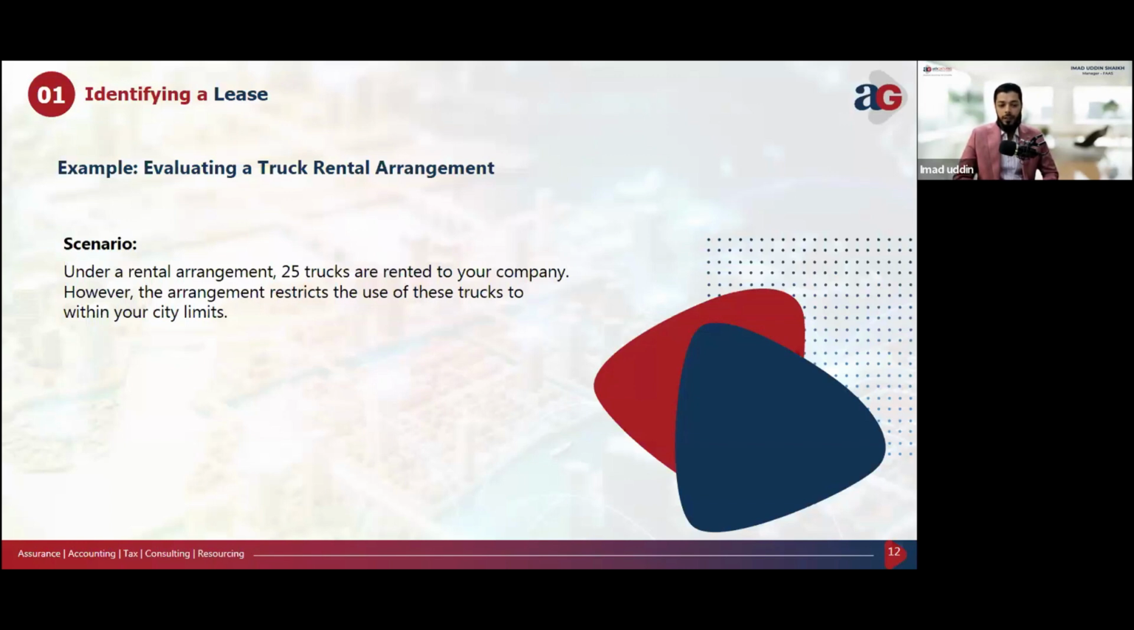However, we have to assess the economic benefits within the context of the contract. So within the limit of the contract, we have been given these assets within the city, and now we'll evaluate whether substantially all of the economic benefits within that city accrue to us from those assets. So in that case, yes, we can have all the benefits of those 25 trucks in that city, and therefore we have the right to direct the use of these assets.